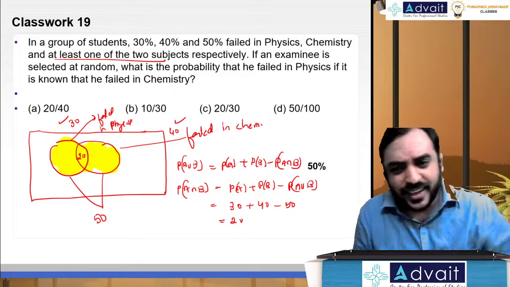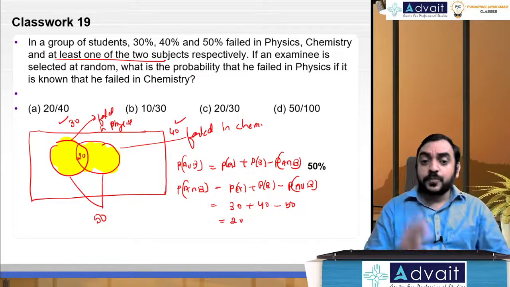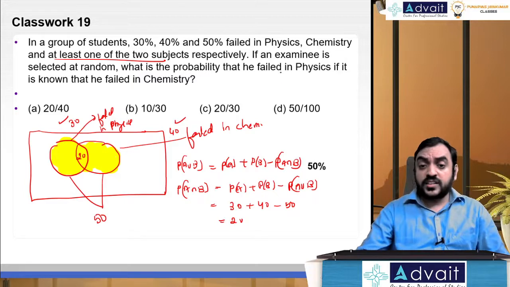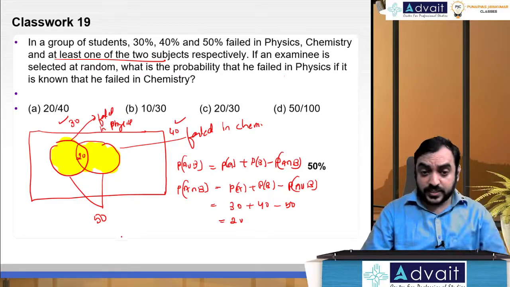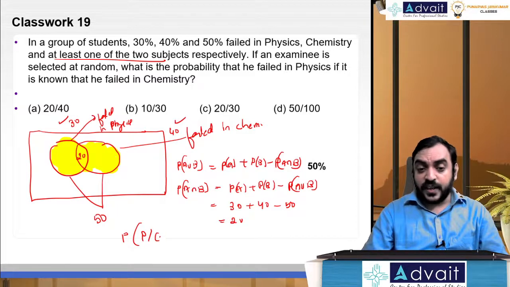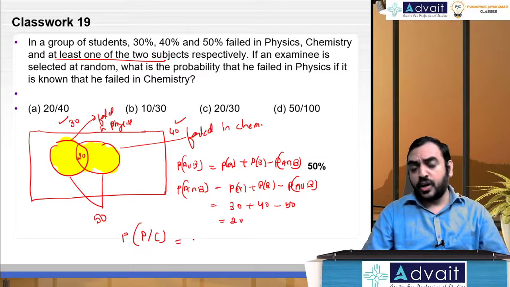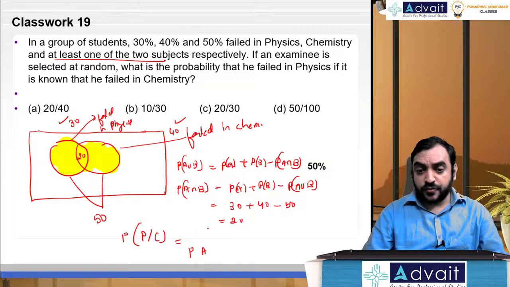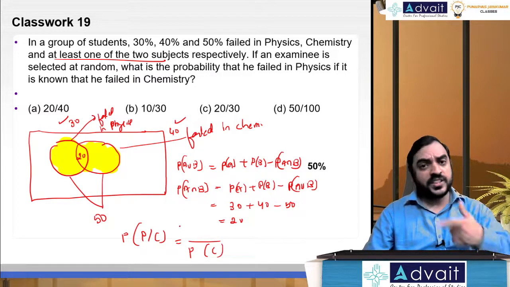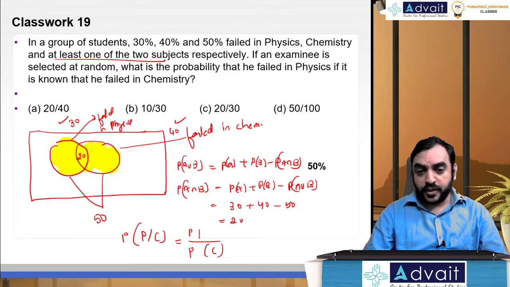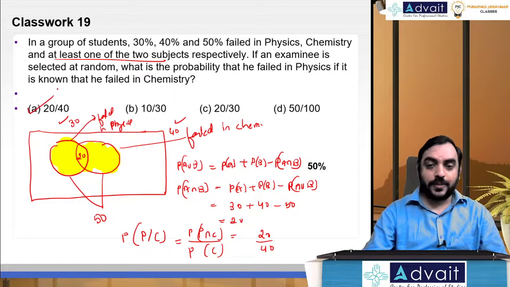Logically, also you can calculate with a formula. Now what is the requirement? What is the probability he failed in physics, given that he failed in chemistry? What is going to be the formula? Whatever happened will come in the denominator, the probability of whichever event occurred, probability of C. And the numerator is going to be the intersection, probability of physics and chemistry, that is 20 out of 40, option A.